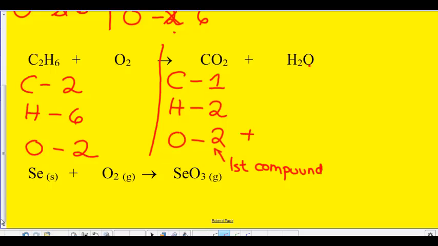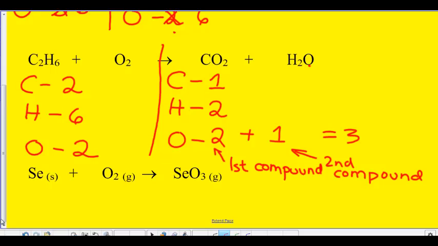Plus, there's 1 over here. 1 oxygen in the second compound. Do not just put 3. If you do, I'm going to mark you wrong. Okay? That adds up to 3, but don't just put 3. Because if you put a coefficient here, it only changes your oxygen in the first compound, not the second compound. So it's very important that you list these separately and you just add them up to get the total.